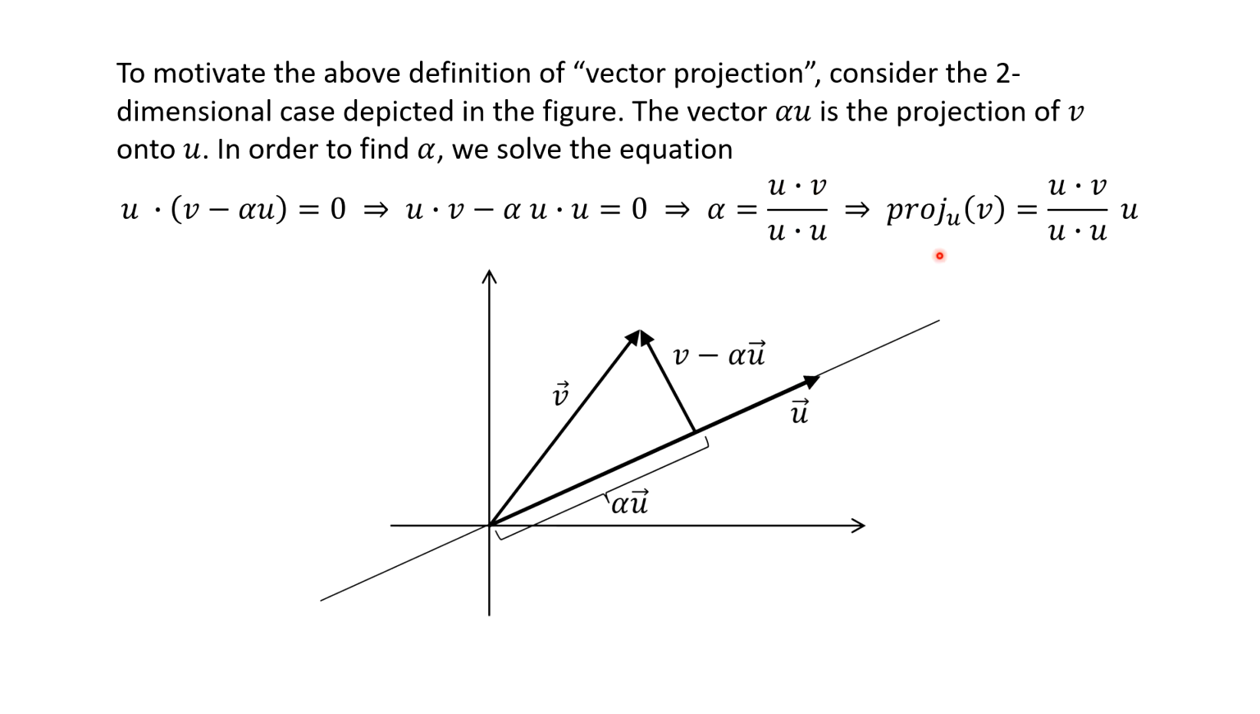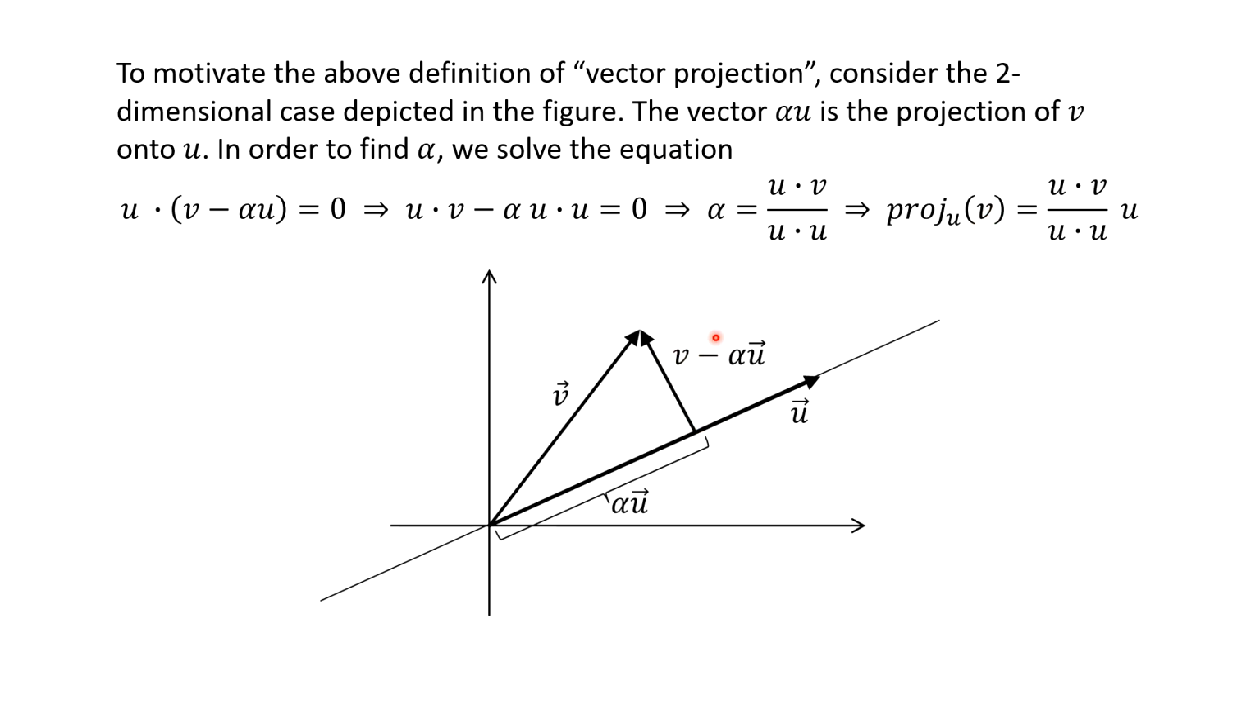So the projection of v onto u is alpha times u, with what we've solved for alpha. And what you have at that point is two orthogonal vectors: you have the projection of v onto u, and you have this vector here, v minus the projection of v onto u.